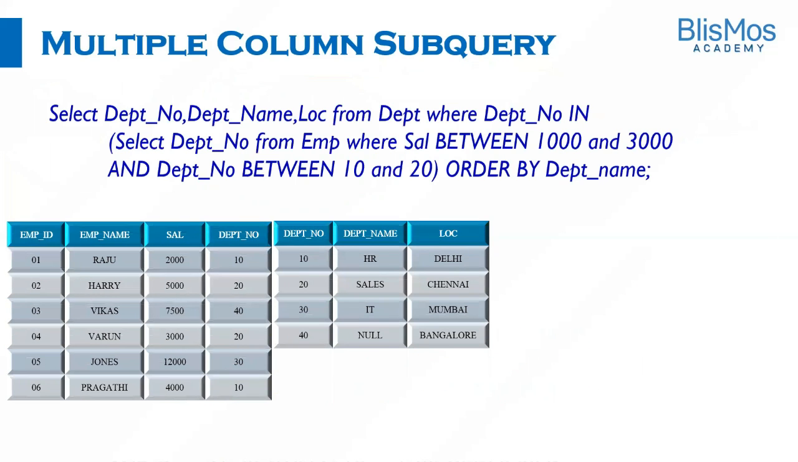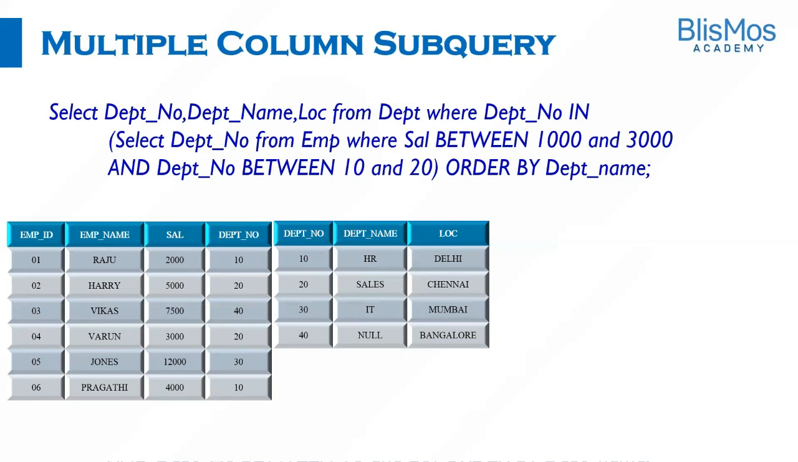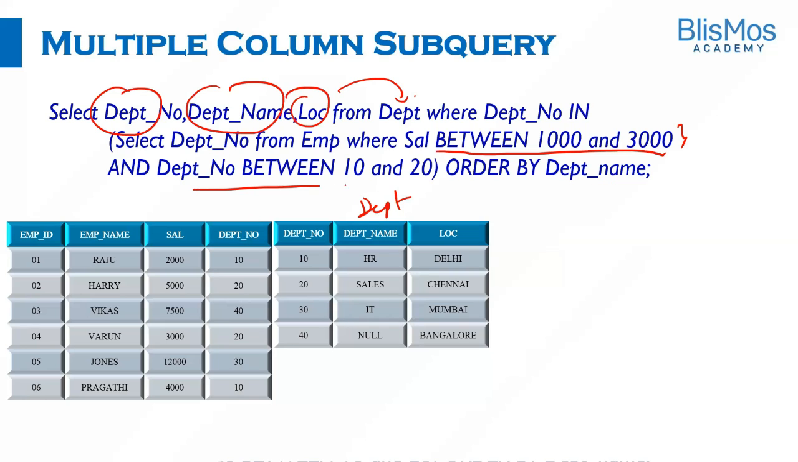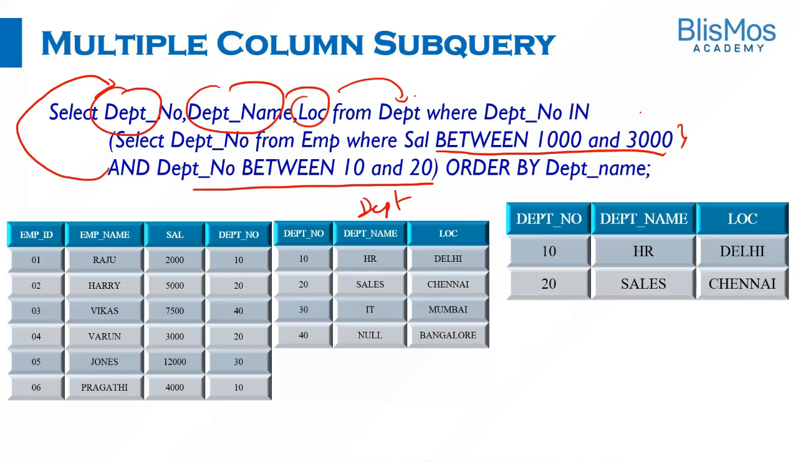One more example for the multiple column subquery. We are trying to select department number, department name, and location from the department table. The condition is that salary should be between 1000 and 3000, and also department should be between 10 and 20. Whichever records satisfy these two conditions, I want the department number, department name, and location of those records. After executing this, we'll get department number 10 with HR, location Delhi, and 20 sales in Chennai.